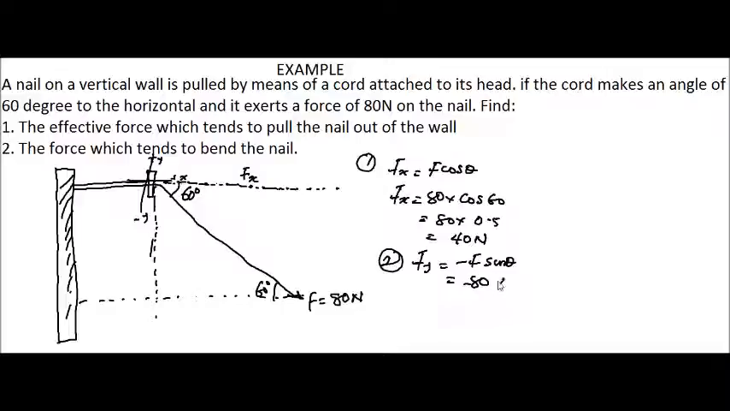So this will now be minus 80 times sine 60, which is equal to minus 80 times 0.8660. That will give us 69.28 Newton, minus 69.28 Newton. Don't forget, we have to put the condition, so we can also write it as 69.28 Newton, and we put the reason.